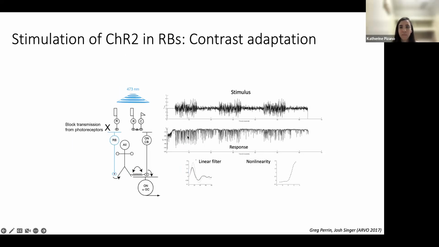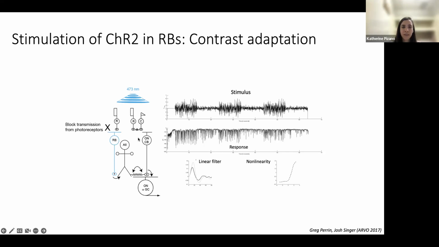When we stimulate that rod bipolar cell with a white noise stimulation, depicted on the right, we notice that there is evidence of contrast adaptation from our recorded on ganglion cell. And supposedly, the response that we are seeing down here reflects the rod bipolar cell giving input to this A2 amacrine cell, which in turn synapses onto the on cone bipolar and finally makes its way to the ganglion cell we record from. And you can observe that the response depends on the contrast of the stimulus.